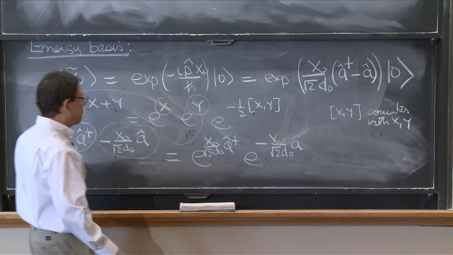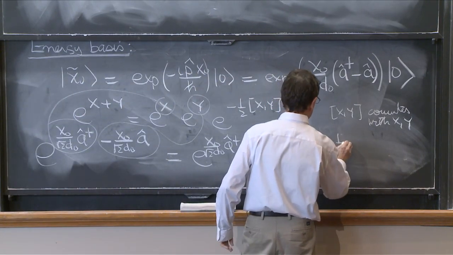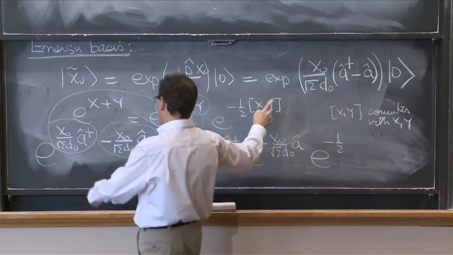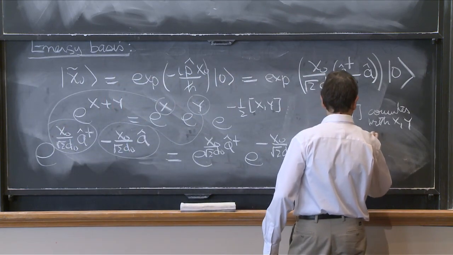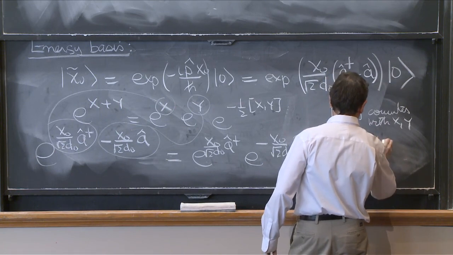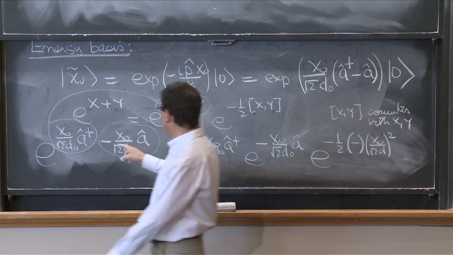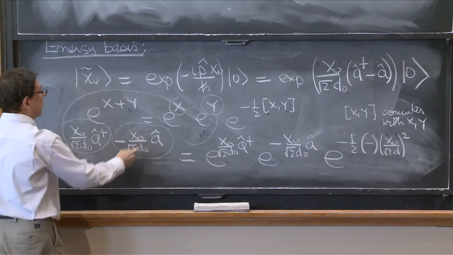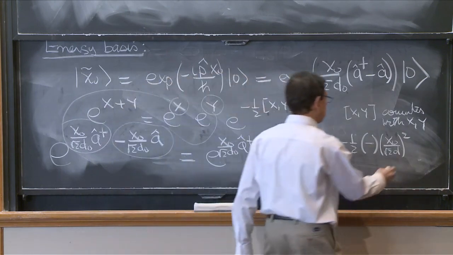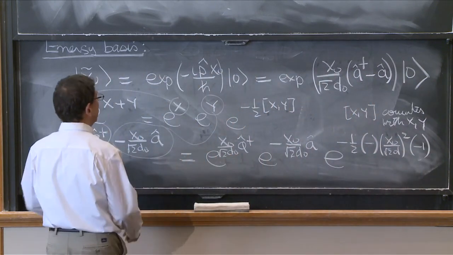So now we'll put this factor here, minus 1/2. Then you have x with y, and that's x0 over square root of 2d naught, times minus x0 over square root of 2d naught, so minus this factor squared, and a dagger with a, which is minus 1. So that's that whole operator.